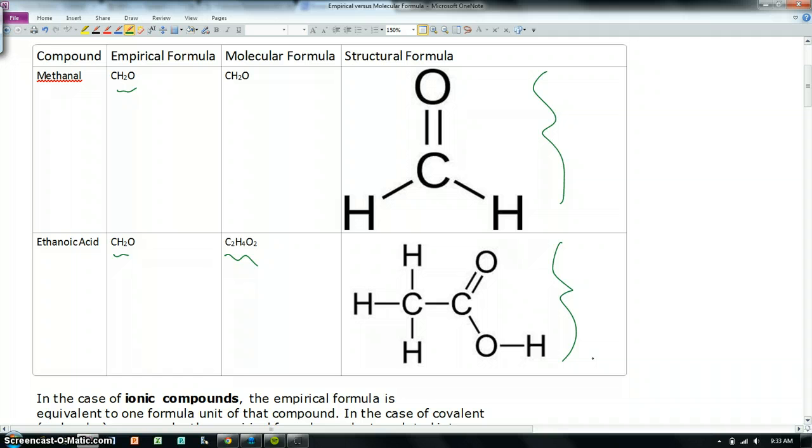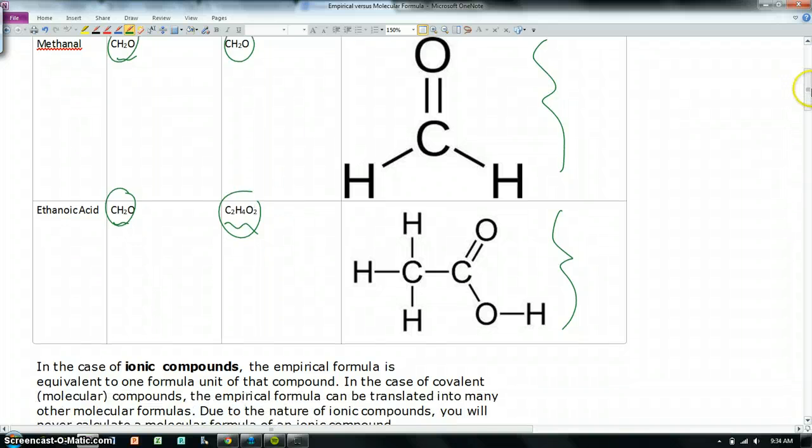Again, in ionic compounds, we're talking about that crystal lattice. We could have an infinite number. It's that lowest whole ratio in an ionic compound that matters. But again, in covalent compounds, there's a very big difference between ethanoic acid and methanol. Even though they have the same empirical formula, the molecular formulas are different, and that's important to understand. And we'll see how to calculate the two versions in a minute.